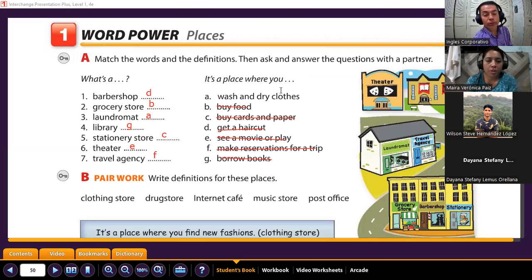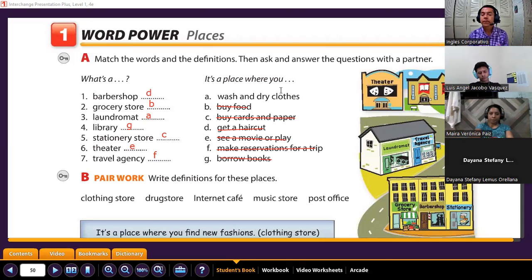The last one goes to Luis. Luis, what's a park? It's a place where you rest. Okay, yes. The place where you rest is a place where you take your dog for a walk. It's a place where you get fun with your children, in my case, you know. Okay, thank you very much, class. Now, let's continue with these exercises.